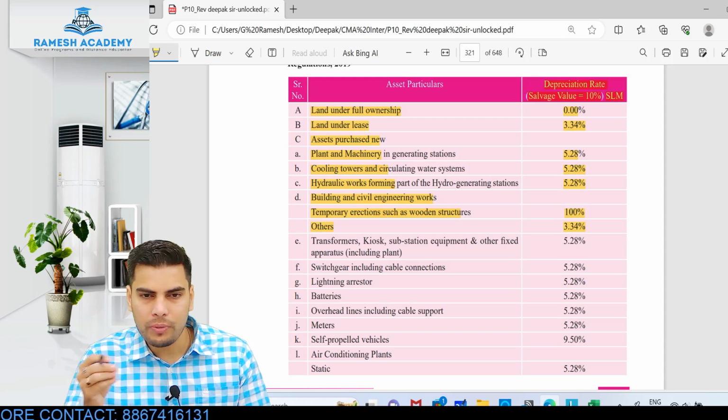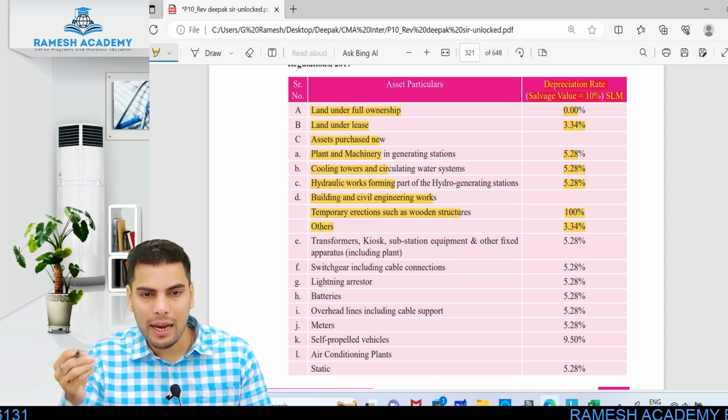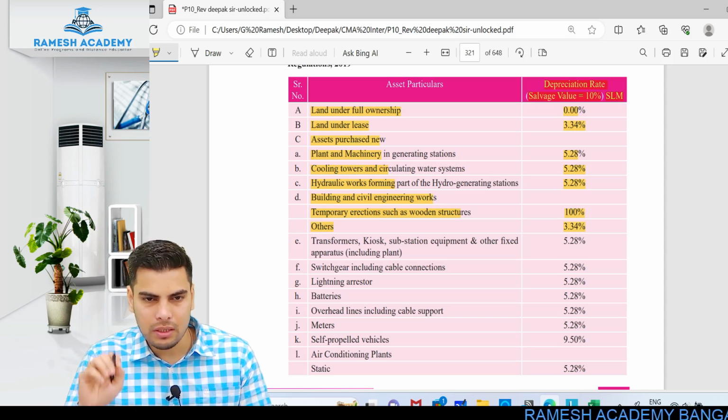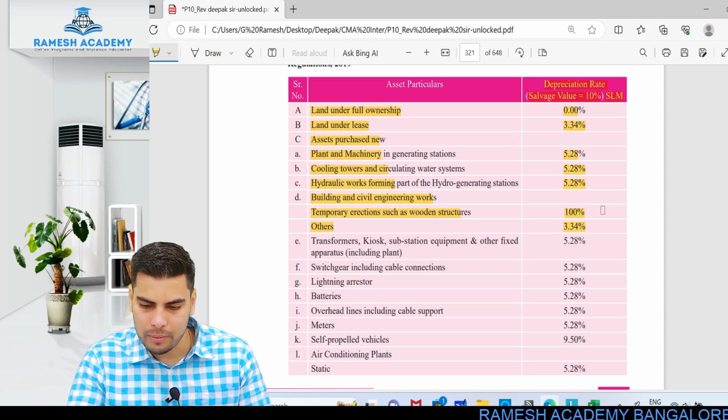Temporary structure, the objective is what? Why do we call it temporary? Because these things will be demolished after 1 year. So that is why the tenure is very less, and that's why the entire value will be charged as depreciation in the first year itself. So that's why 100%.